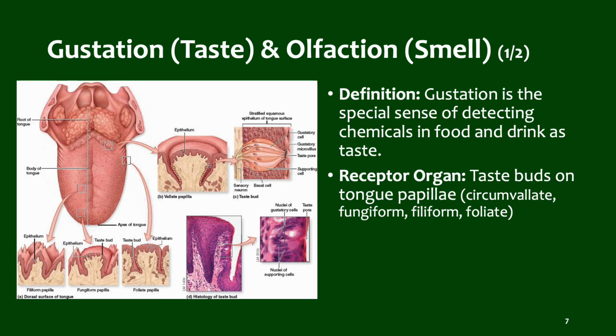So we're talking about taste and smell together because they're tied together, right? You can sense those as you're eating every day. Gustation or taste is the sense associated with the tongue, which has four types of papillae, such as circumvallate, foliate, filiform, and fungiform. So taste buds on tongue papillae are in four forms.